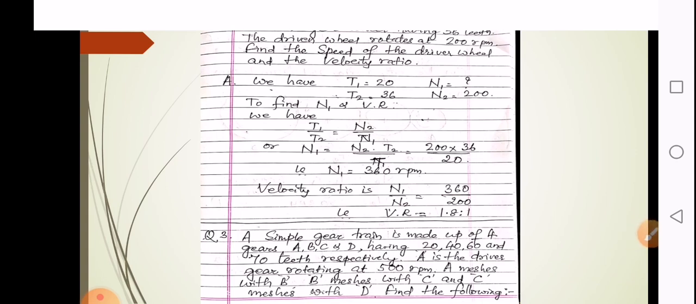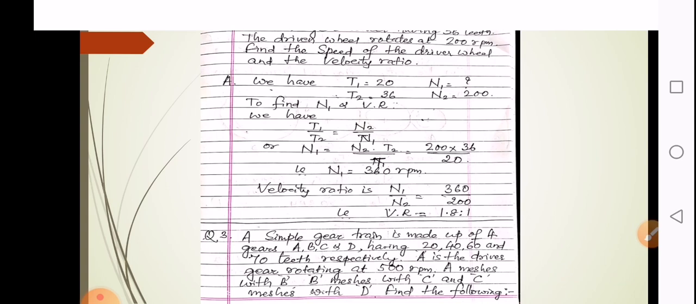Instead of having only 2 gears, we have slightly more gears here. A simple gear train is made up of 4 gears A, B, C and D, and they are having 20, 40, 60 and 70 teeth respectively. That is, A is having 20, B is having 40, C is having 60 and D is having 70 teeth respectively. A is the driver gear rotating at 500 rpm. That is, N1 is given to us.